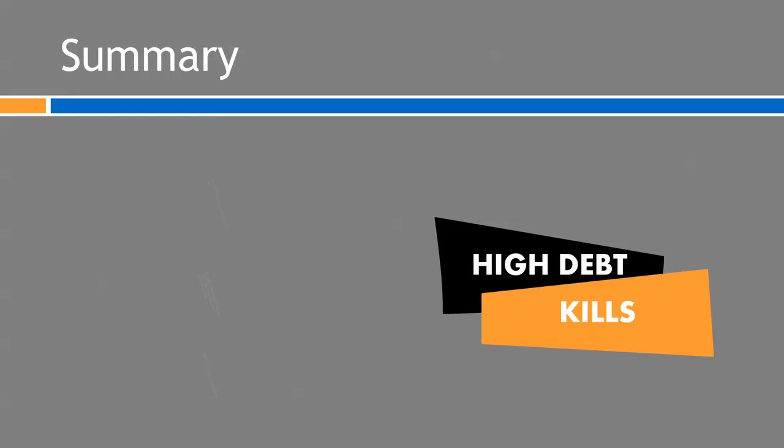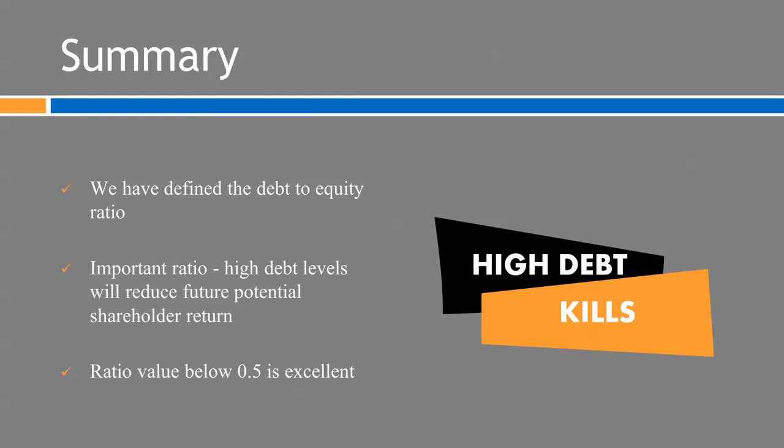So in summary, high debt can kill an organisation, and we have met our 3 objectives at the start of today's short show. So we have defined the debt to equity ratio and calculation, and I think we now understand why that's an important ratio, in particular because of the potential to reduce future shareholder returns with high debts. And what good looks like is below 2 and excellent is below 0.5.